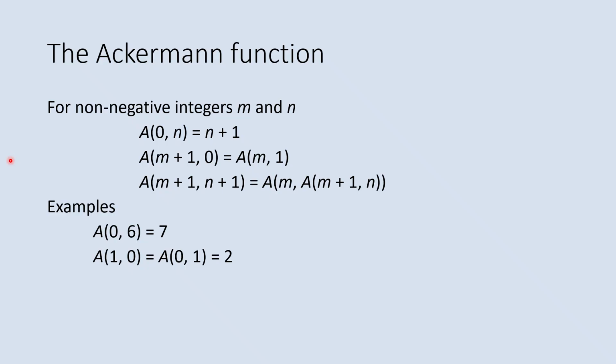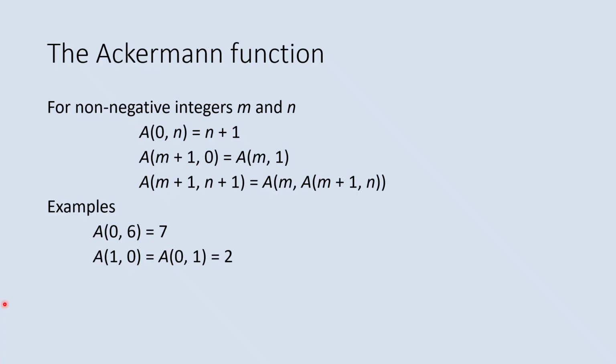If we look at A of 1, 0, it calls this second row. The first value goes down by 1, the second value goes up by 1, and so A of 1, 0 is the same thing as A of 0, 1. And A of 0, 1 now goes back to the first row, and that gives us back 2. So A of 1, 0 is equal to A of 0, 1. By the first row, that value is 2, which then returns to this one. Okay, they're all equal to 2.